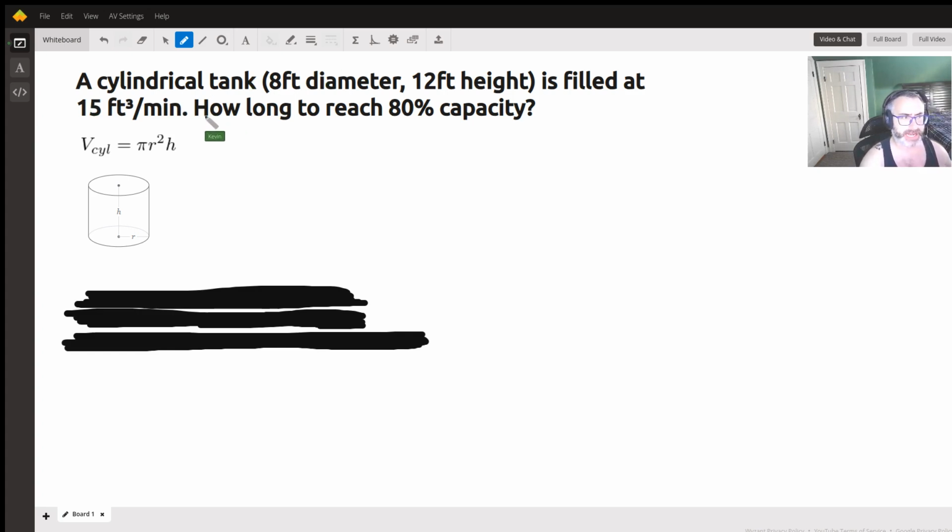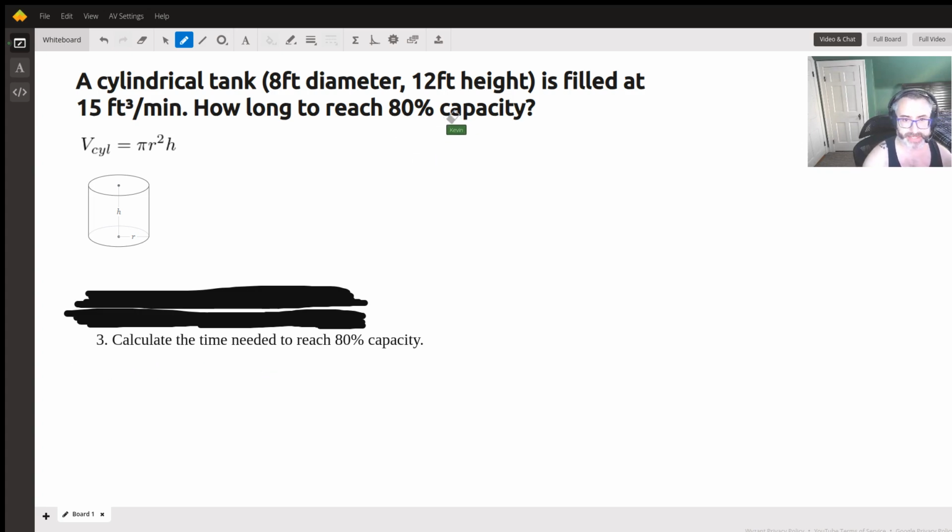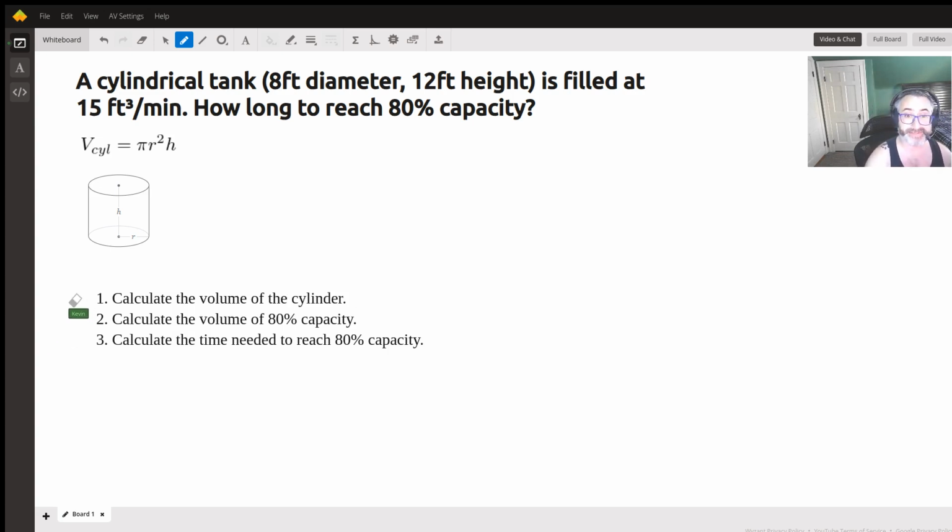My goal is to figure out an amount of time. So my ultimate goal is to calculate the time needed in order to reach this 80% capacity. Well, then I guess I need to know the 80% capacity before I can calculate the time. 80% of what? In order to figure out 80% of the capacity, we need to know the full volume of the cylinder. So by working backwards, I've already established a little bit of a plan. Calculate the volume of the cylinder, find 80% of that, and then find the time needed to get to that volume.